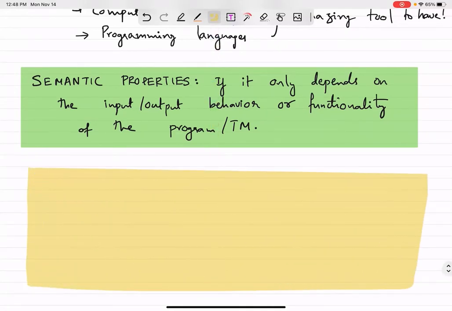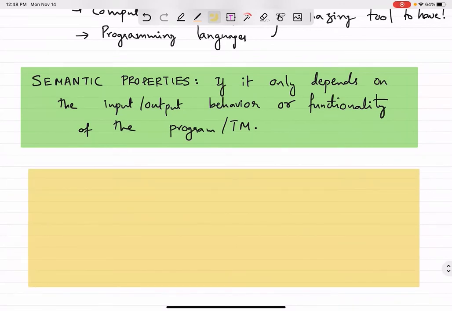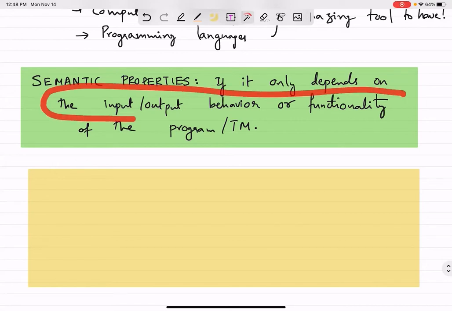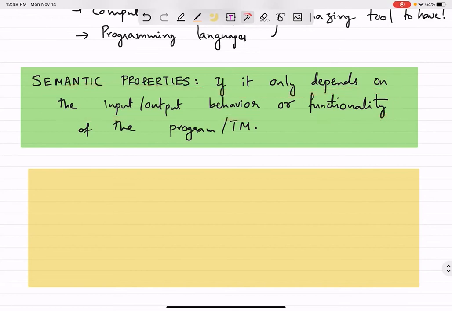But how can I mathematically state this condition, that the property only depends on the input output behavior and not on the exact implementation of the program? Any suggestions? So how can I define it formally? How can I specify it formally? You could say like for all x, program A of x is equal to B of x.